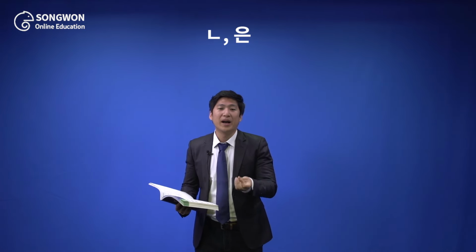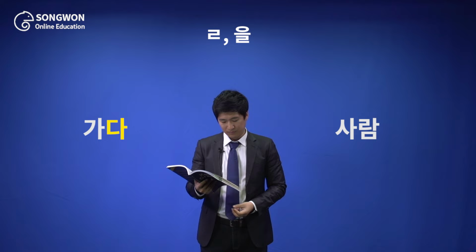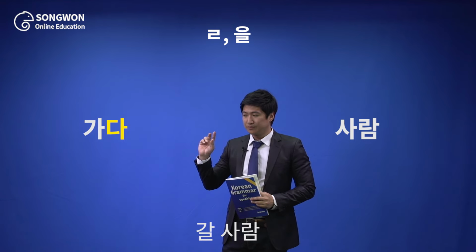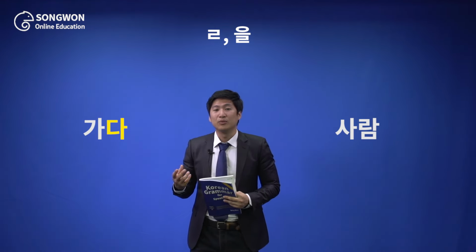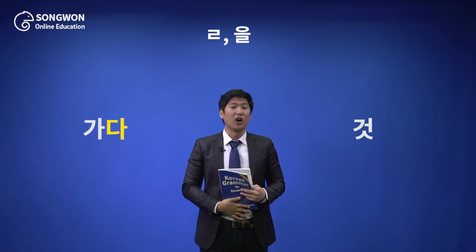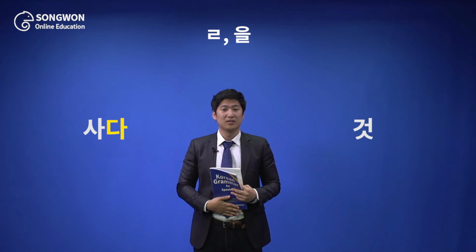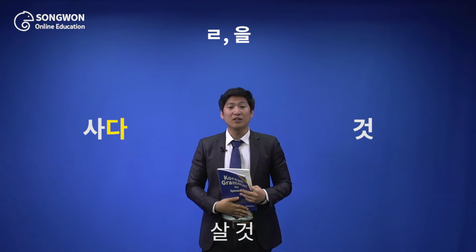Okay. For future tense, the man who will drink, the man who will eat, the man who will buy. For future tense, we need L bottom or 을. Let's practice. The person who will go. 갈 사람. Okay. How about the thing? What's the word for thing? 것. The thing that I will buy. 살 것. That's right. 살 것 is fine.